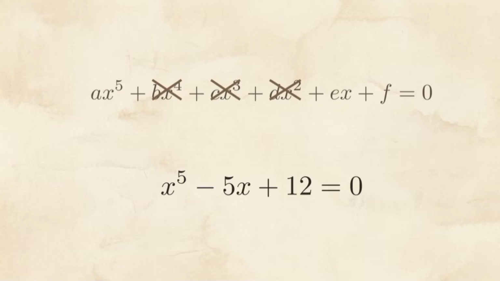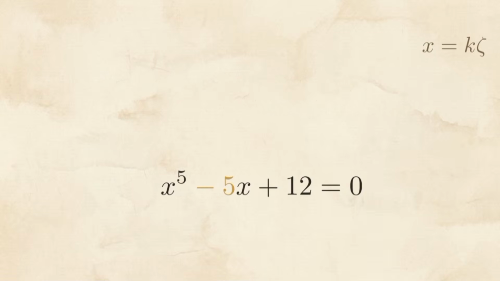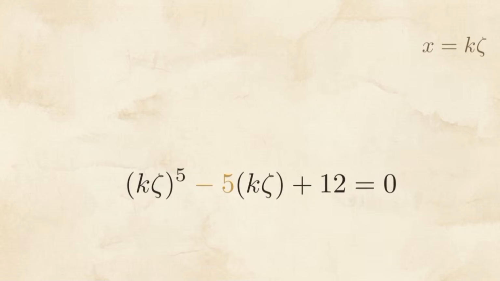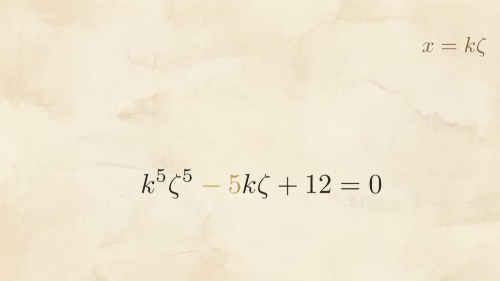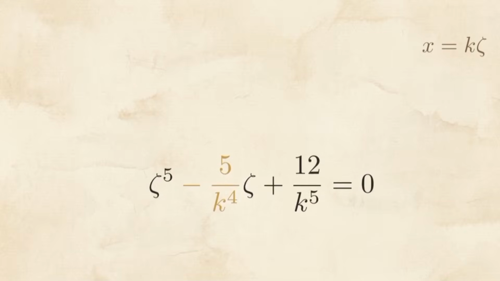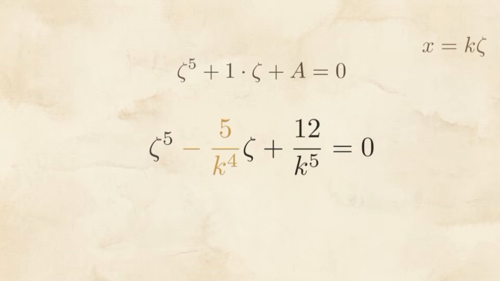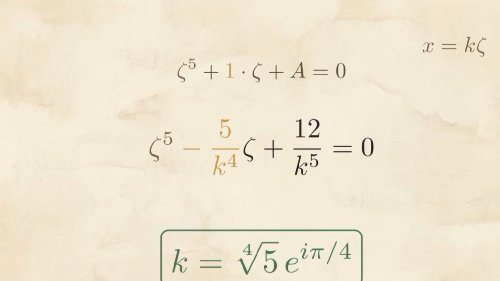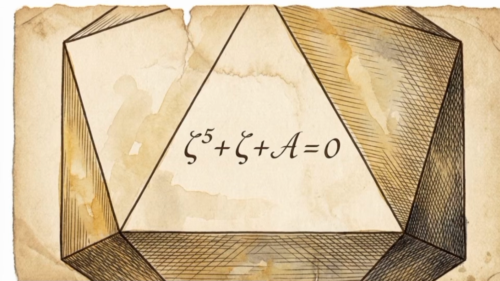The first algorithmic step scales the linear coefficient, currently -5, to 1. We use the substitution x equals k zeta. We replace x with k zeta, distribute the powers, and divide the entire expression by k to the fifth. To set our new linear coefficient to 1, we isolate the middle term and solve for k to the fourth equals -5. Choosing the principal complex branch gives us a value for k at the fourth root of 5 times e to the I pi over 4. This scaling maps our specific quintic into the perfectly constrained geometry of the canonical form.